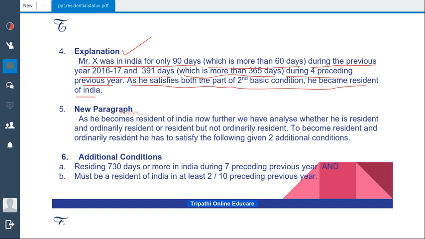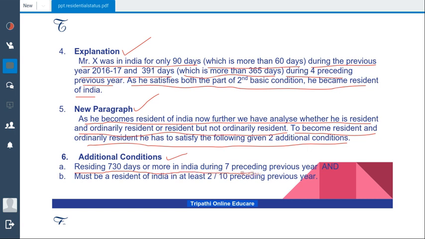Now as he became resident of India, we will have to go for the next step, which is new paragraph. As he becomes resident of India, now further we will have to analyze whether he is resident and ordinarily resident, or resident but not ordinarily resident. To become resident and ordinarily resident, he has to satisfy the following given two additional conditions. Next step, additional condition. There are two additional conditions: A, residing 730 days or more in India during 7 preceding previous year, and B, must be a resident of India in at least 2 out of 10 preceding previous year.